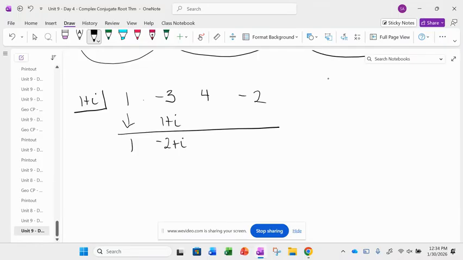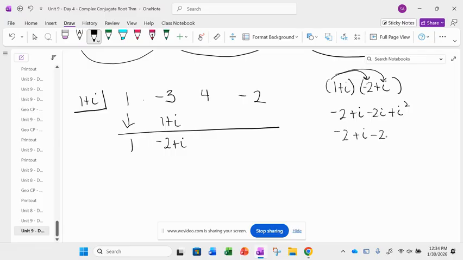Now this one takes a little bit of work. I need to actually FOIL this out. 1 plus i times -2 plus i. 1 times -2 is -2. 1 times i is i. i times -2 is -2i. i times i is i squared. So we have -2 plus i minus 2i plus 1 (since i squared is -1). So now we're left with -1 minus i.